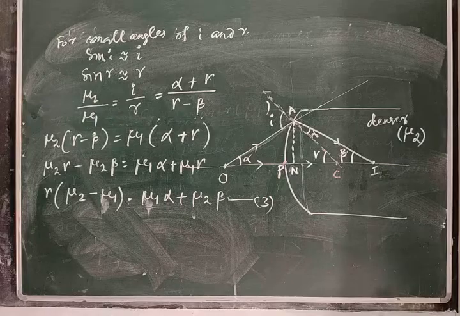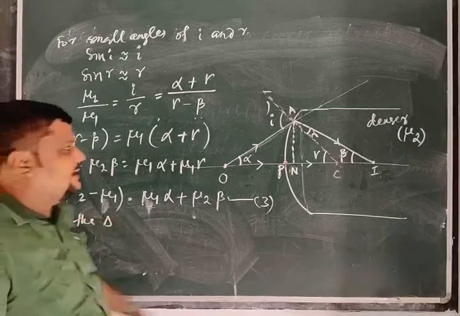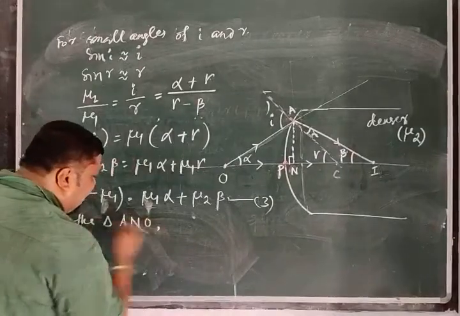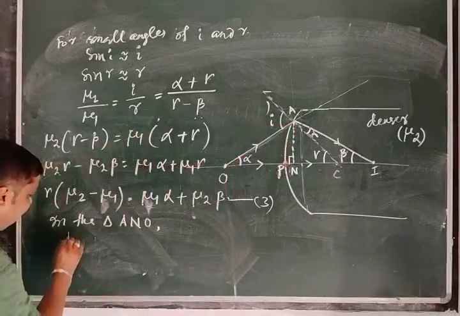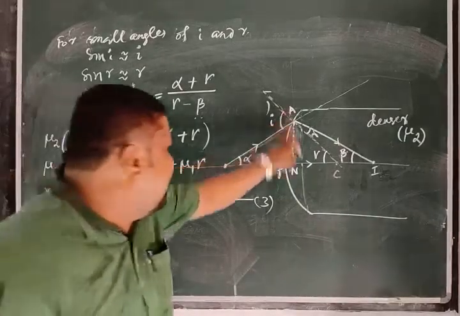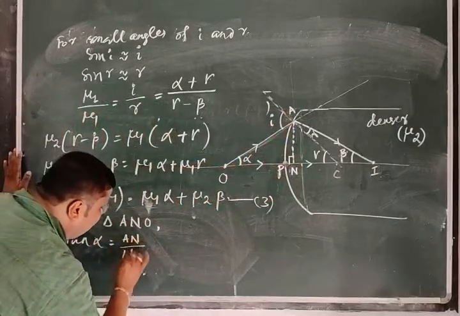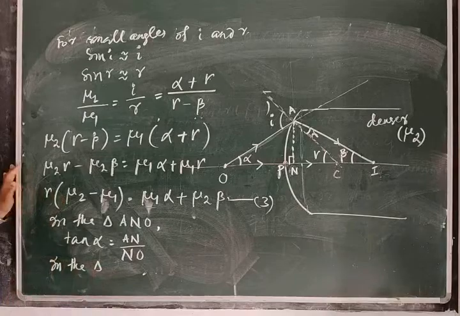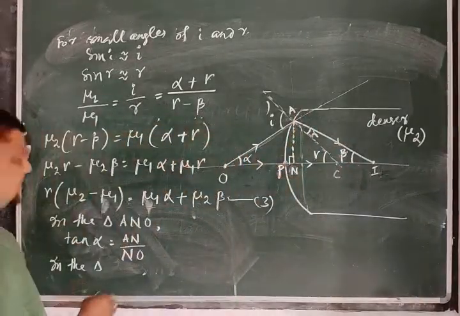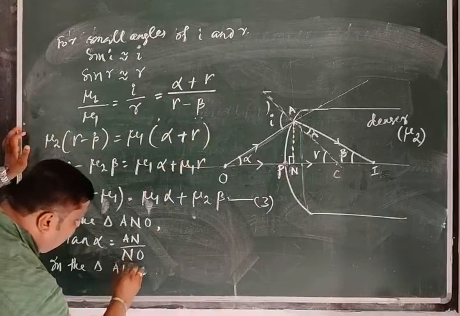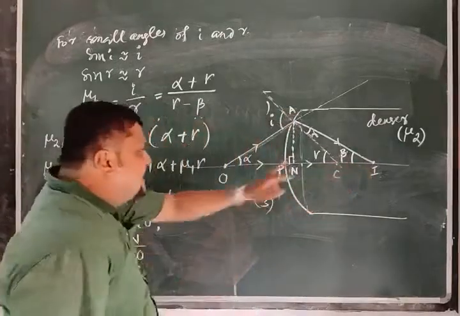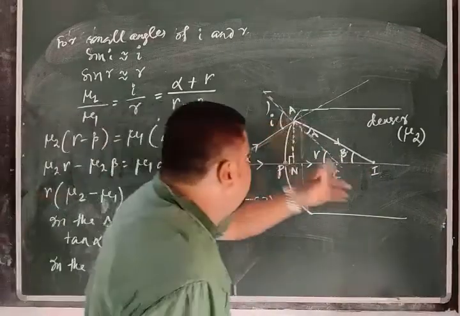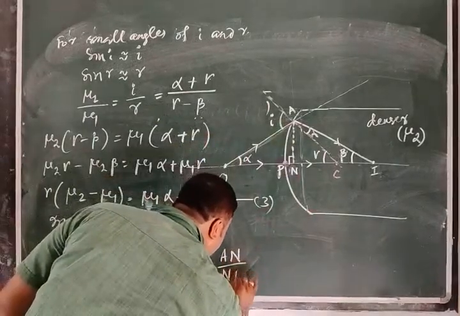Same thing here. First, in that triangle, there is a right angle triangle, with the normal, A and O. In the right angle triangle A N O, tan alpha is equal to AN by NO. Similarly, in triangle A N I, tan beta is equal to AN by NI.